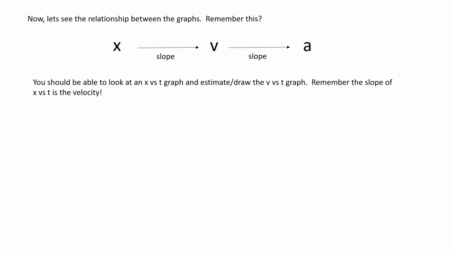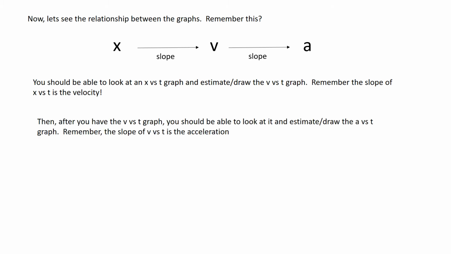Remember that the slope of x versus t is the velocity. Similarly, after you have the v versus t graph, you should be able to look at it and estimate or draw an a versus t graph. Remember, the slope of v versus t is the acceleration. Let's see how this works.